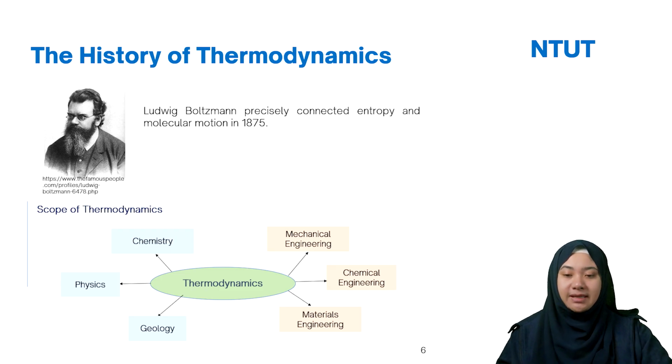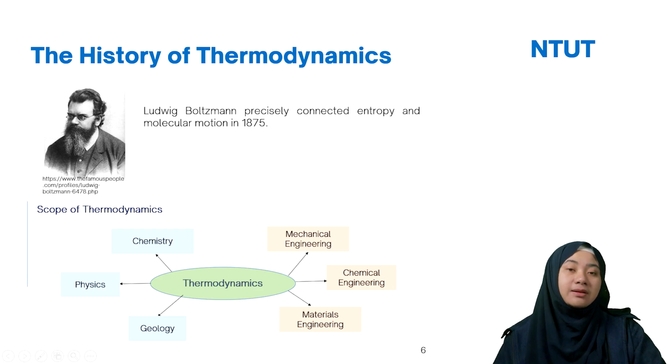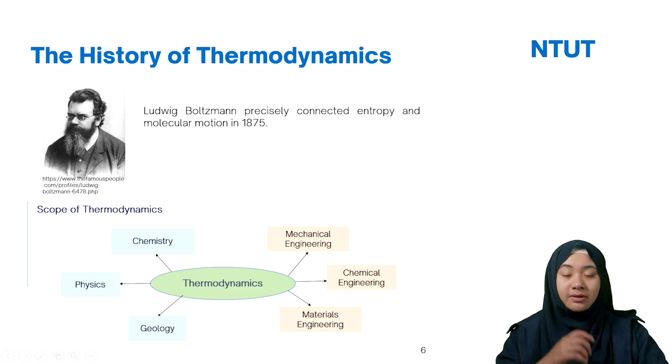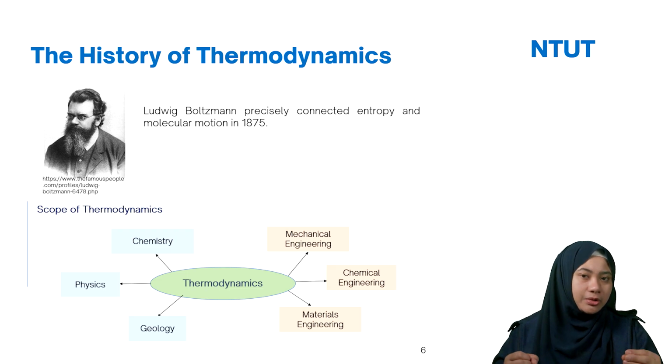You can see that here we have chemistry, physics, geology, and then mechanical engineering, chemical engineering, materials engineering. Without the concept of thermodynamics, we cannot control the process exactly. For example, if we want to optimize our process, you should know how much energy you need for the process, even for the material.